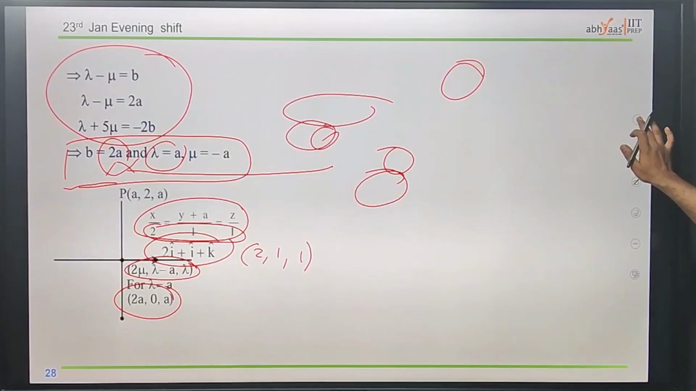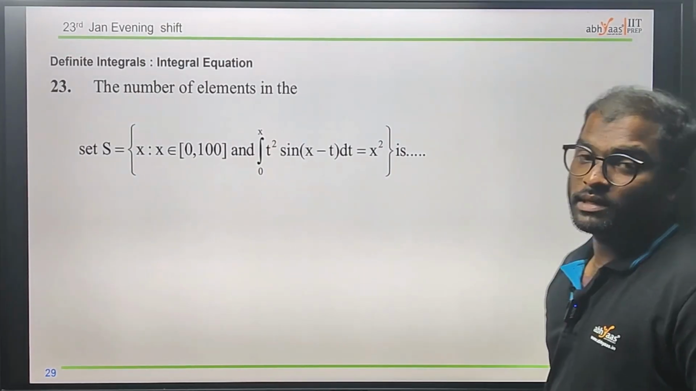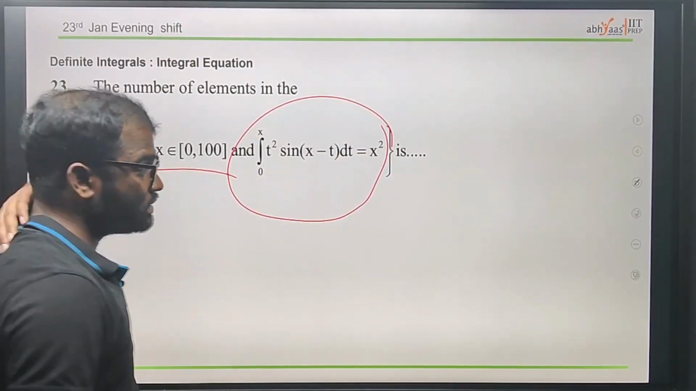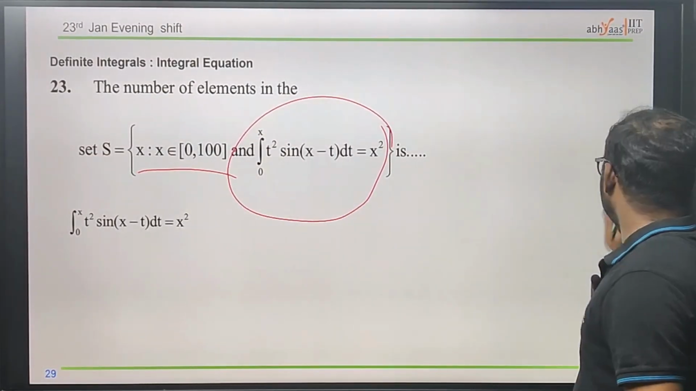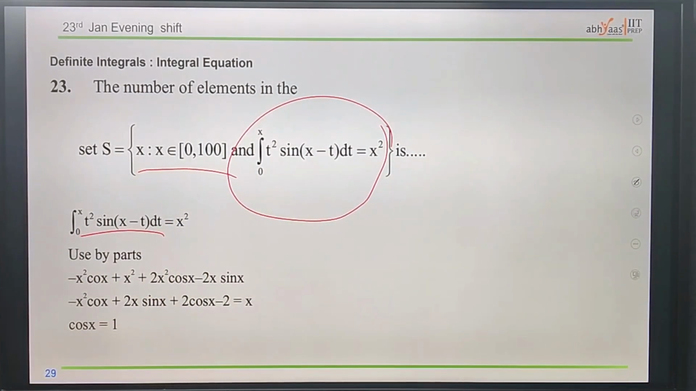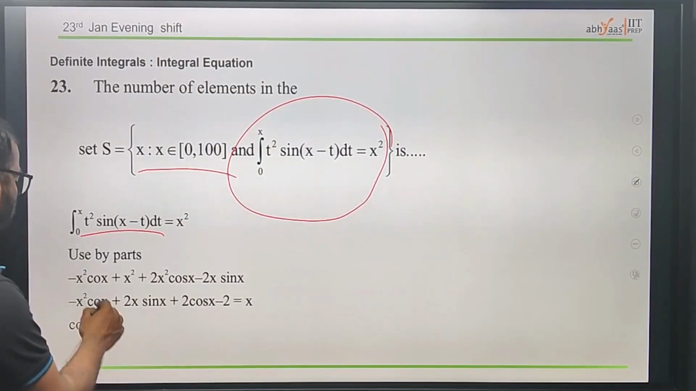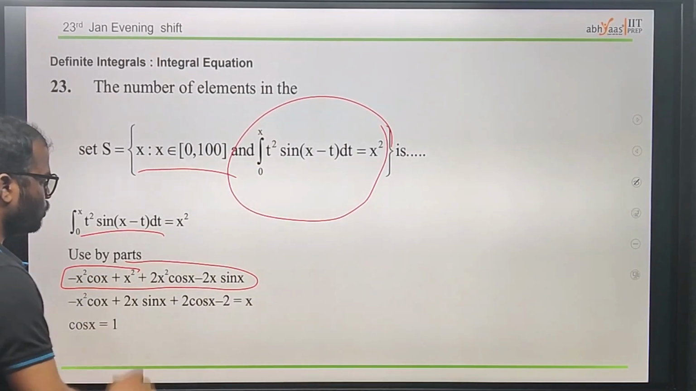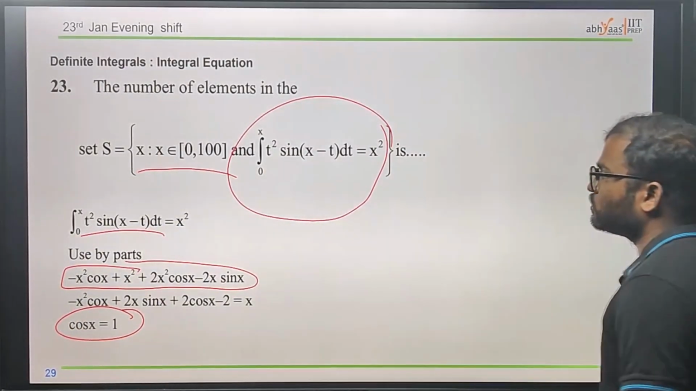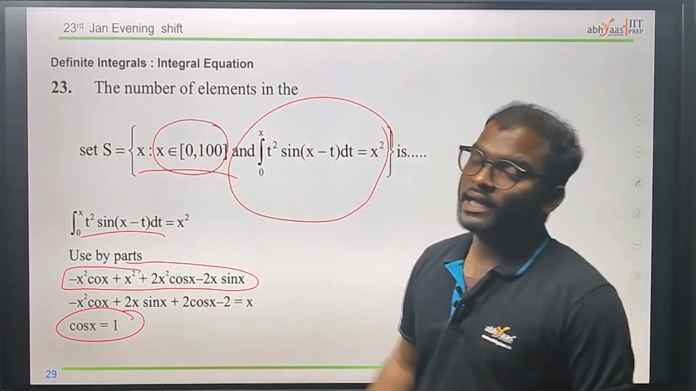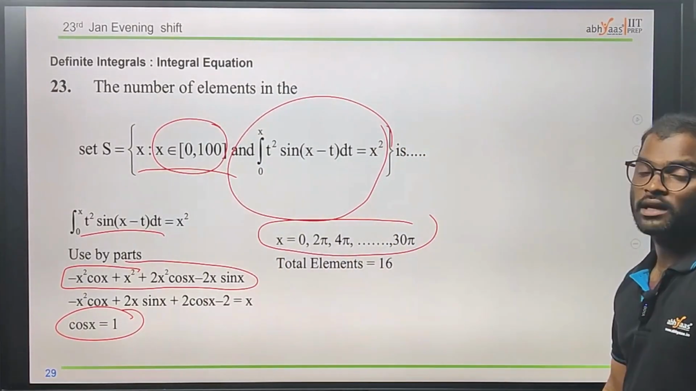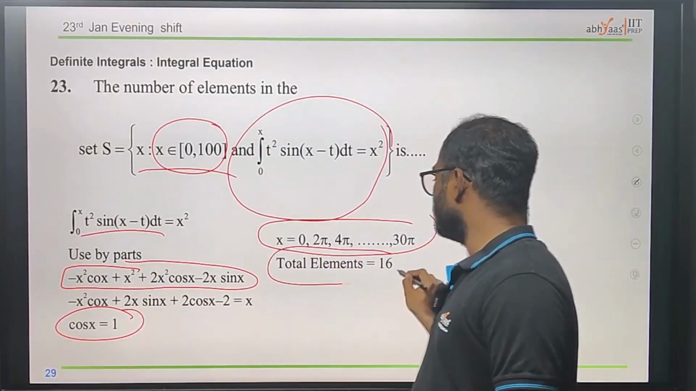Next thing we have is on the basis of the number of elements present in this set S. We need to differentiate this in order to find the number of elements present in S. We can do differentiation, or we can use integration by parts as well. If we do it by parts, it is easy for us. Using by parts, we get cos x is equal to 1. Also x is in between 0 and 100. Now x is equal to 0, 2 pi, 4 pi, up to 30 pi. Therefore the total elements will be 16.